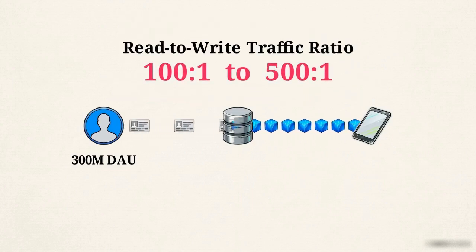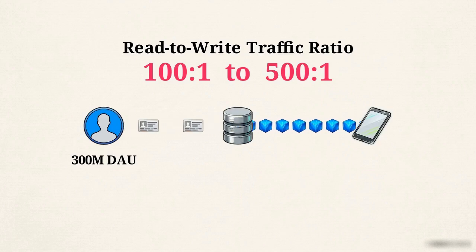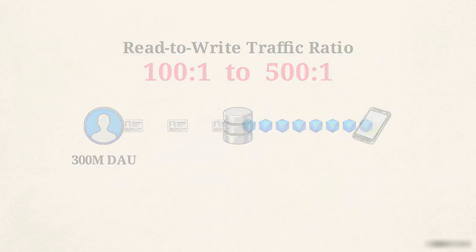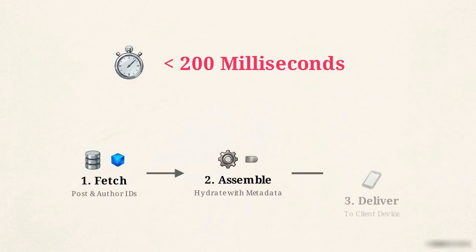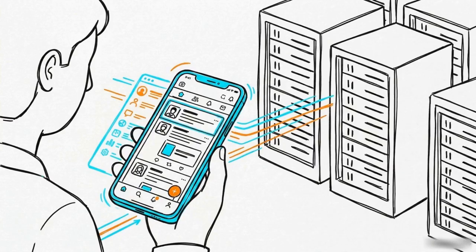Platforms are intensely read-heavy, operating at ratios between 100:1 and 500:1 in favor of reads over writes. And every single one of those 3 billion read requests has a strict latency budget. The system must fetch, assemble, and deliver the feed to the user's device in under 200 milliseconds. Guaranteeing that speed creates a difficult trade-off.